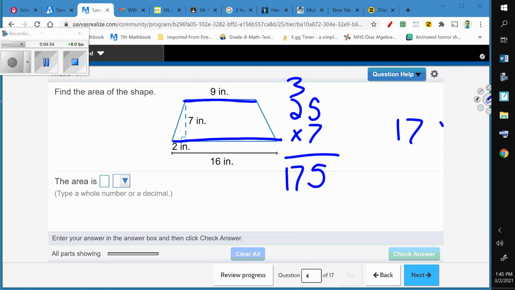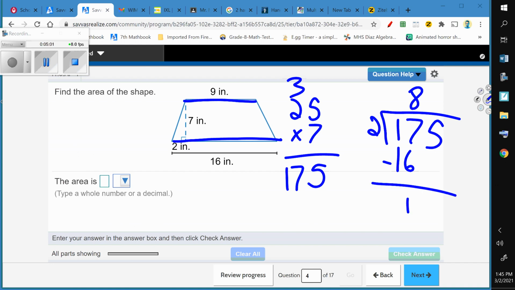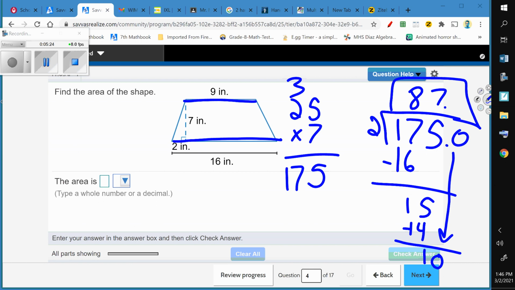And then this is going to be a decimal. You're going to take that answer and you're going to divide by 2. 2 goes into 15 7 times. And then decimal, decimal, 0. And I want you to finish. I just messed up, didn't I? I want you to finish this on your own. 2 goes into 10 how many times? See if there's a remainder, and if there's not, then whatever this is going to be your answer, okay? Inches squared.